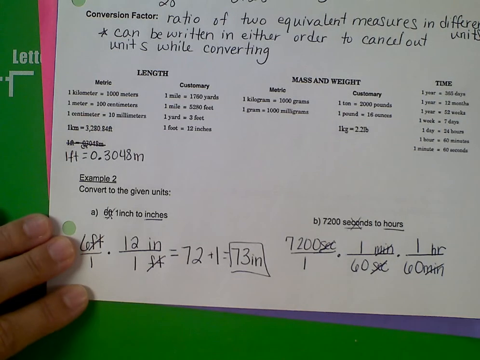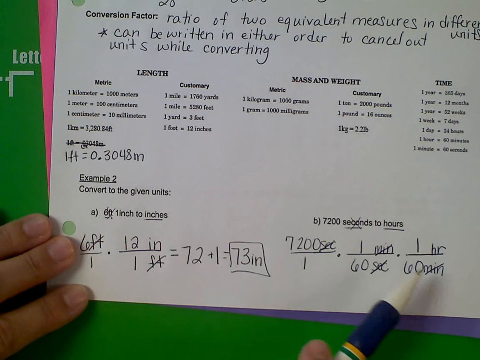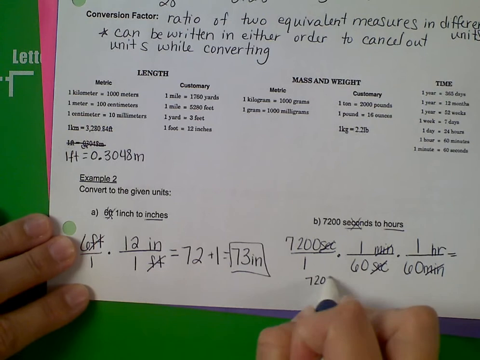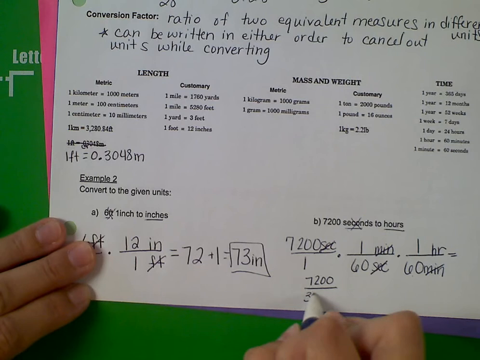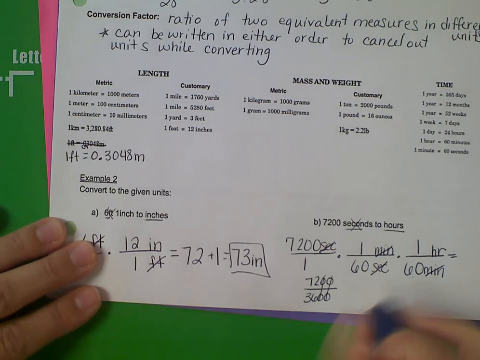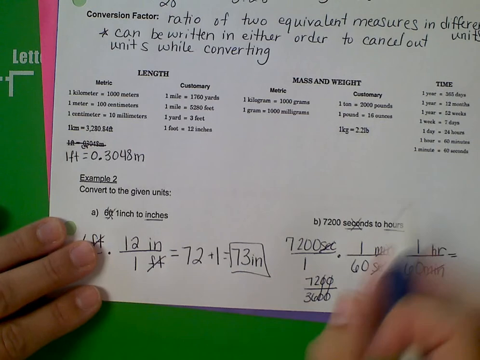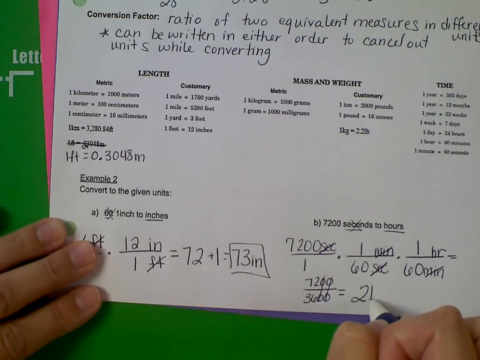Every time you're trying to cancel a unit, just make sure they're diagonal from each other. One on the top, one on the bottom. See how those are all canceling out there? So we'll eventually be left with 7,200 divided by 60 times 60, which is 3,600. You can cancel out some zeros here, so I'm left with 72 divided by 36, which is 2, and my units is hours.